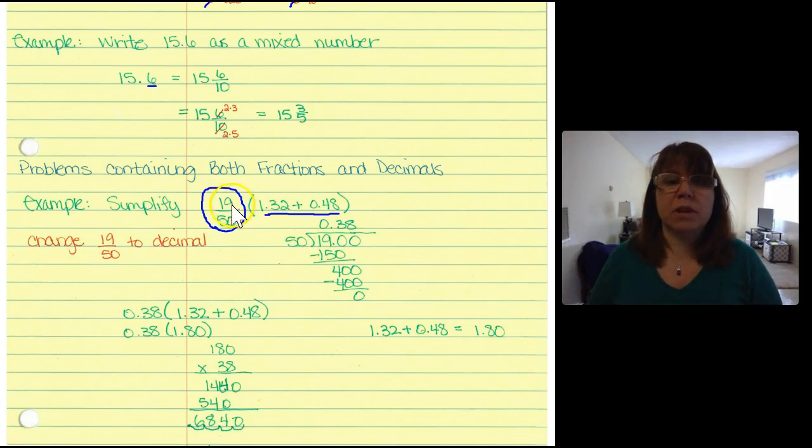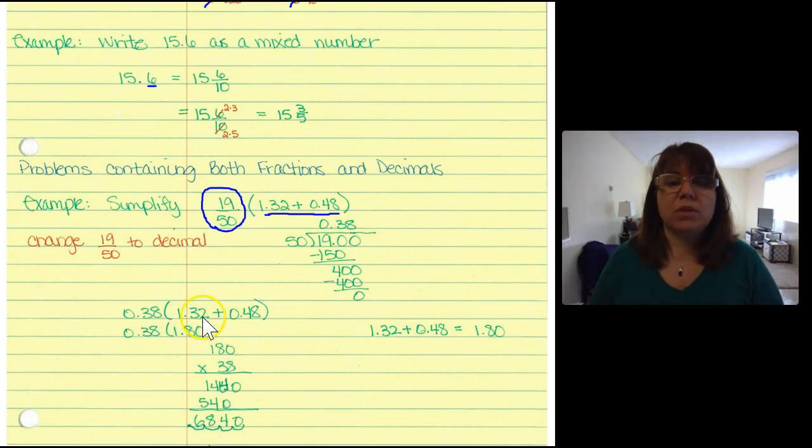One is I can multiply both of these numbers by 2. That will make the 50 100. And then I can just say, oh, that's 38 over 100, and that's 0.38 in decimal form. If you can't do that in your head, just do the long division. 50 divided into 19. Put the decimal, work that through, that's 0.38. Now everybody's in decimal format.